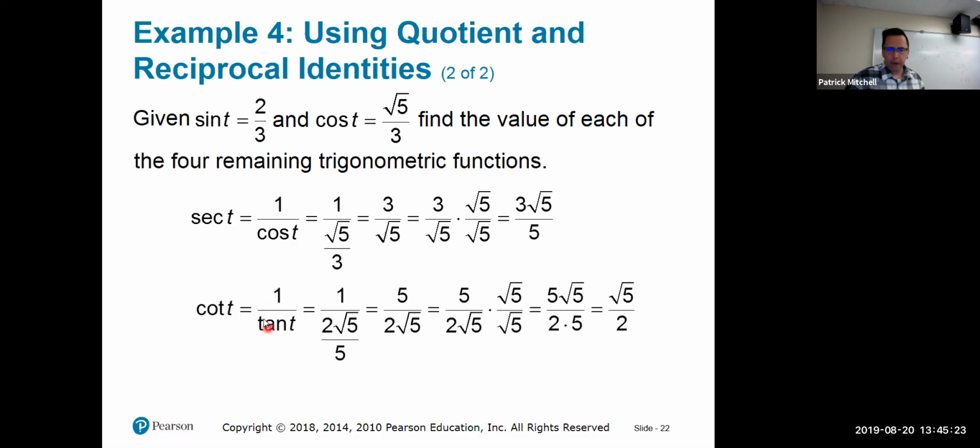Which I believe leaves just cotangent t. The cotangent, oh, okay. There's actually 2 different ways you could do this one. They did it with a reciprocal identity. They said it's the reciprocal of tangent t. And we figured out earlier that the tangent of t is 2 root 5 over 5. So the reciprocal of that is 5 over 2 root 5. And then if you rationalize the denominator, eventually you get root 5 over 2.